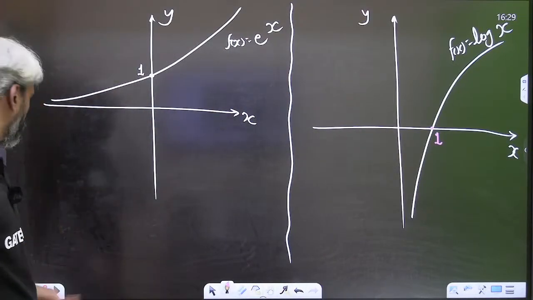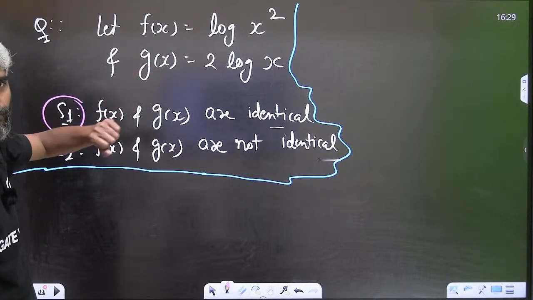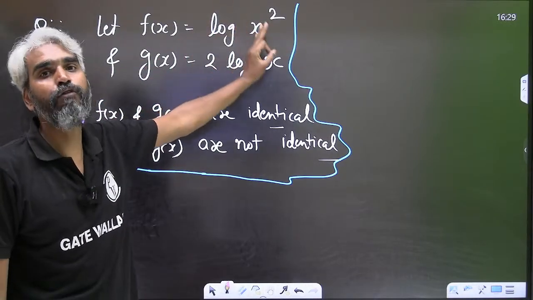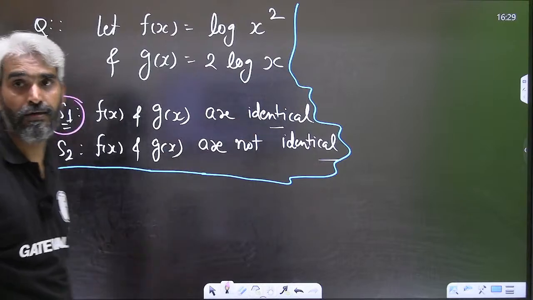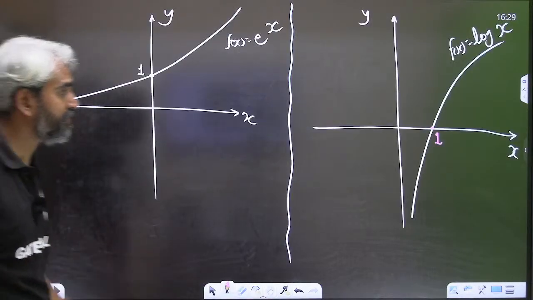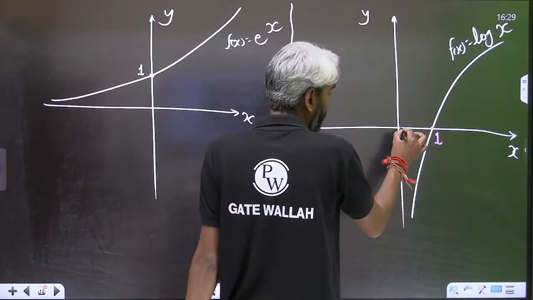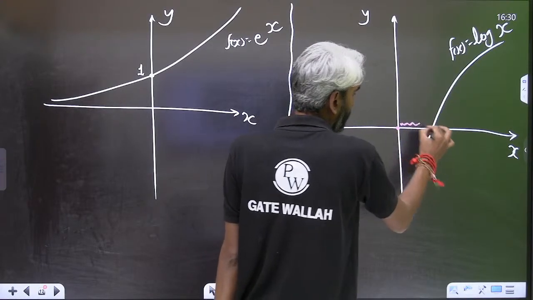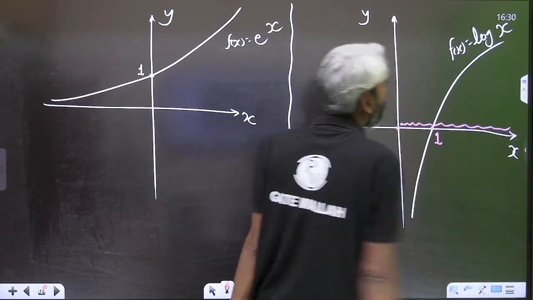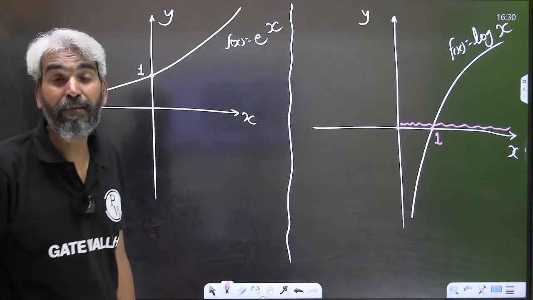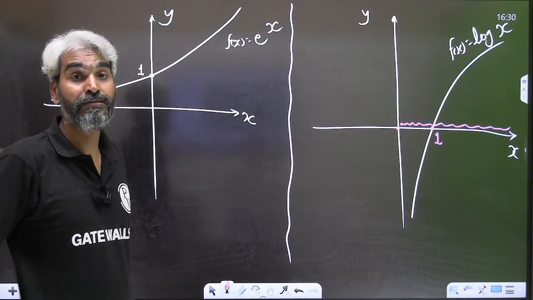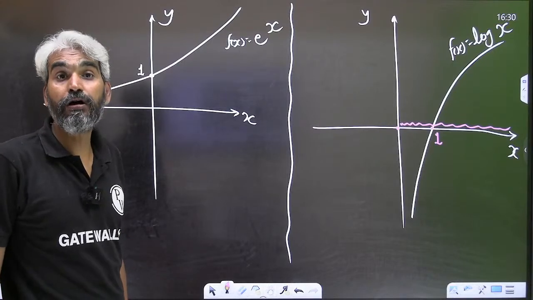Now please look at this question carefully. Sir, the log is defined only for positive real numbers. What is the domain of the log? Log is not defined at 0. But log is defined on all positive real numbers. You cannot pass negative real numbers to the log function.